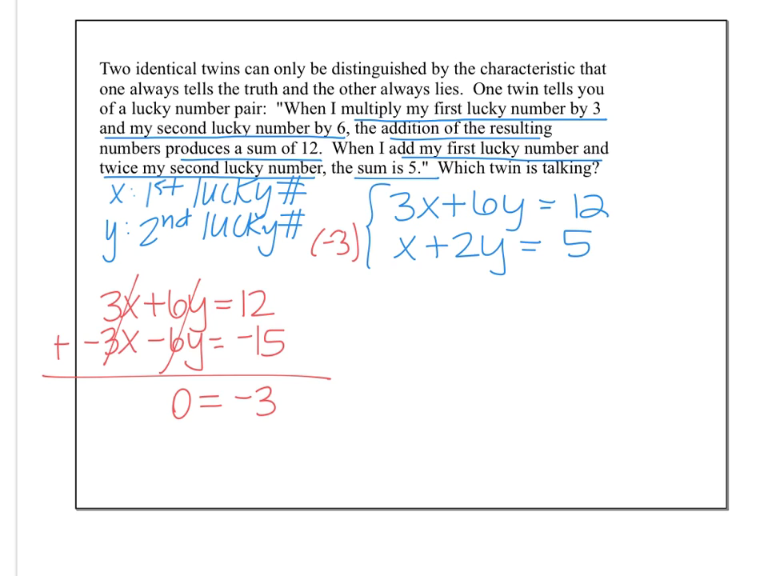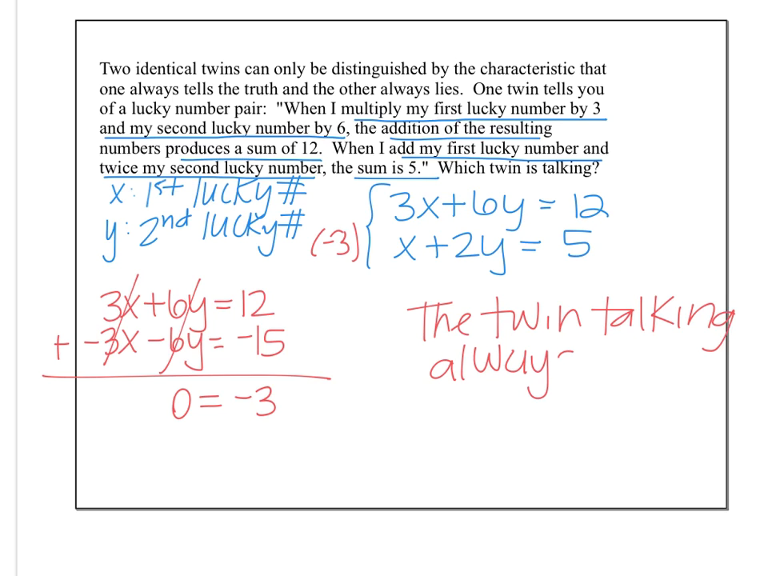So what does that mean? Well, that means that we don't actually have an intersection of these two. So that means that the twin talking always lies. And we know that because there's no actual solution here. If we had gotten a solution for y and x, then we would have been able to say, okay, well, yes, he's telling us the truth.